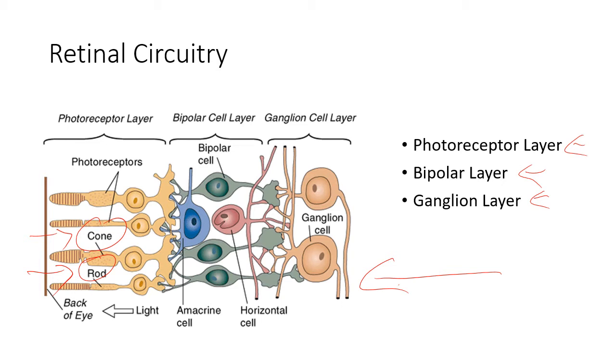There are many, many times more rods than cones, and rods are basically responsible for processing the overall picture, and they process black and white. They do not process color. They also work with low light vision, whereas cones do not work with low light vision.